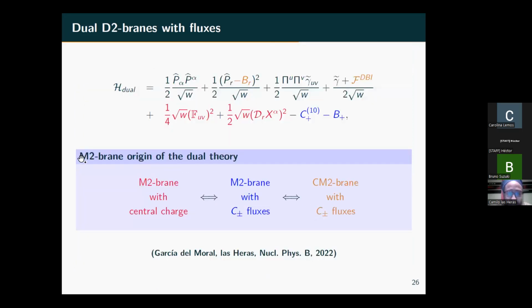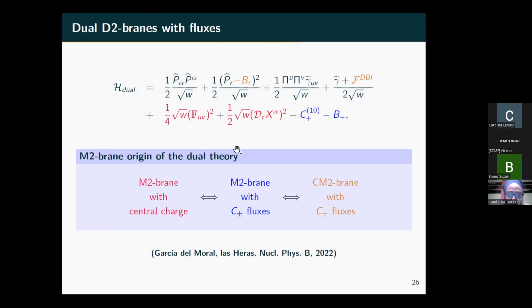Okay. The Hamiltonian, in the most general case, can be written in this way that we have here, as I showed you before. The black terms are standard terms of a normal D2 brane, okay? But in this case, if I start not with a normal M2 brane, but with an M2 brane with central charges, which has a good quantum behavior, I can obtain these two terms which are new in the context of the branes, okay?